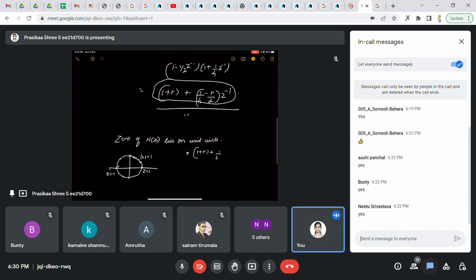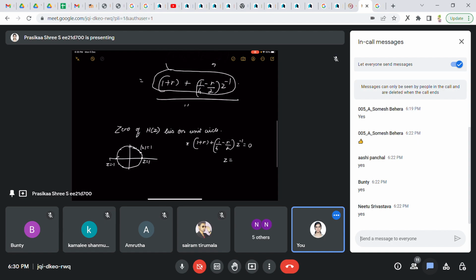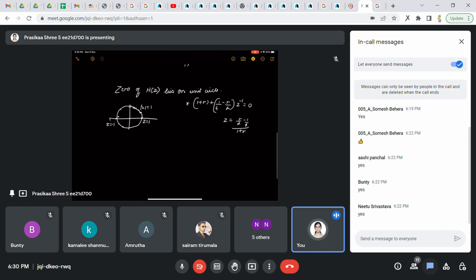That is the zero of the transfer function H of z. So what you will be getting? z is equal to r by 2 minus 1 by 4 divided by 1 plus r. So in the first case, let z be equal to 1: r by 2 minus 1 by 4 divided by 1 plus r. So what you will be getting?